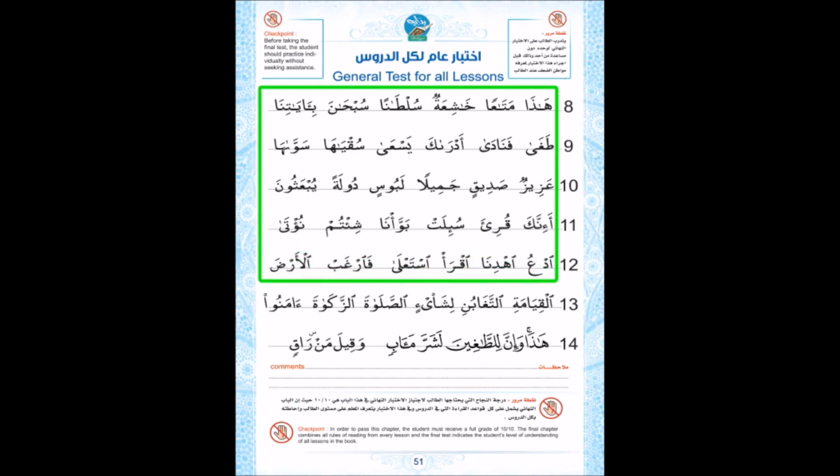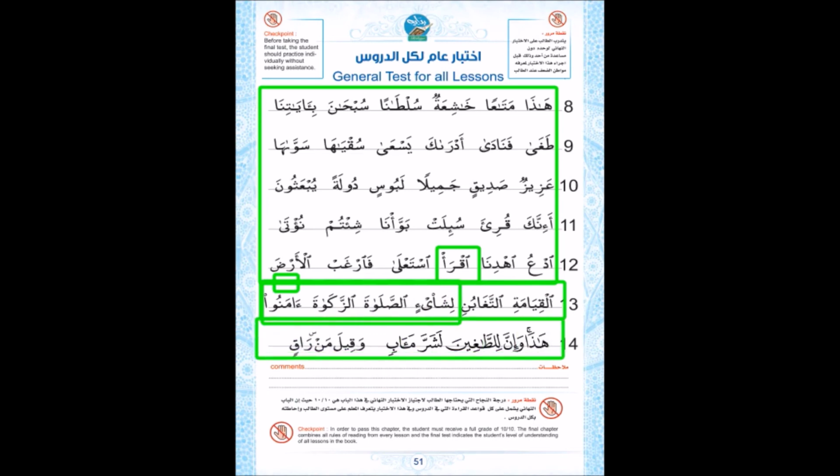And in line 12, we are testing hamzatul wasl and the rules of reading words where hamzatul wasl is the first letter. And then in line 13, we have the al-ta'rif, the alif and the hamzatul wasl with the lam, shamsiyya and qamariyya. And we have the words that are specific to the Quranic script. Finally, in line 14, we have 2 verses from the Holy Quran.